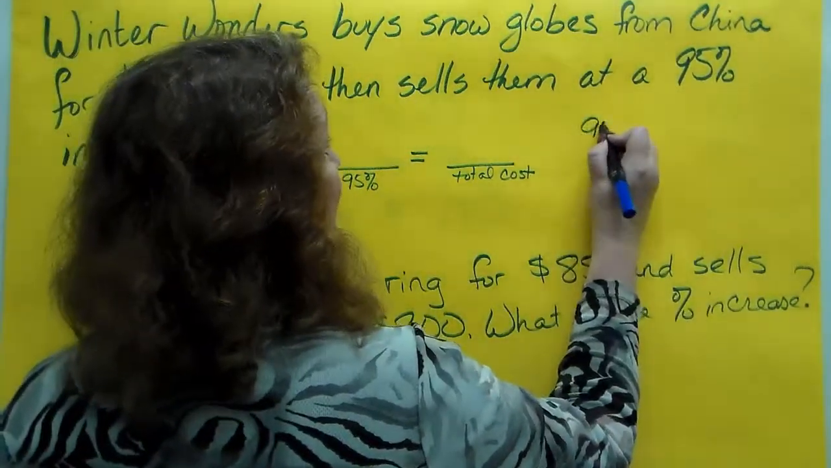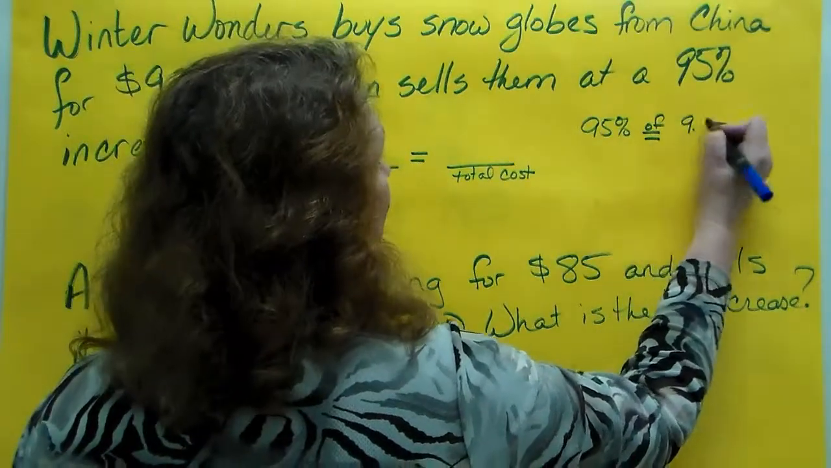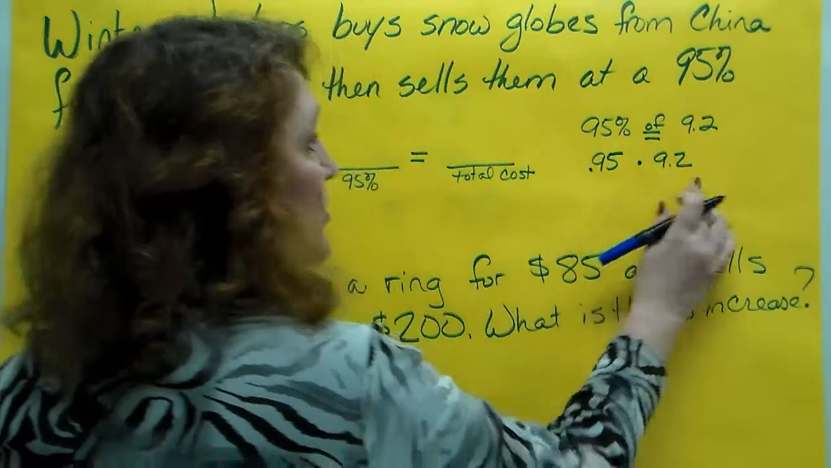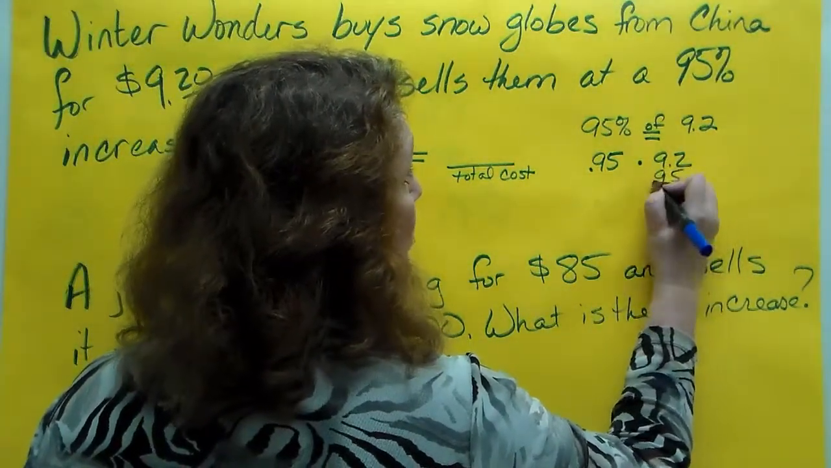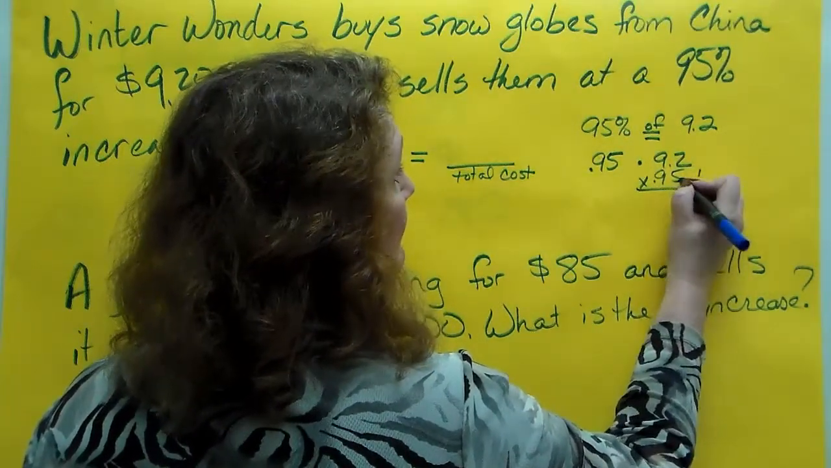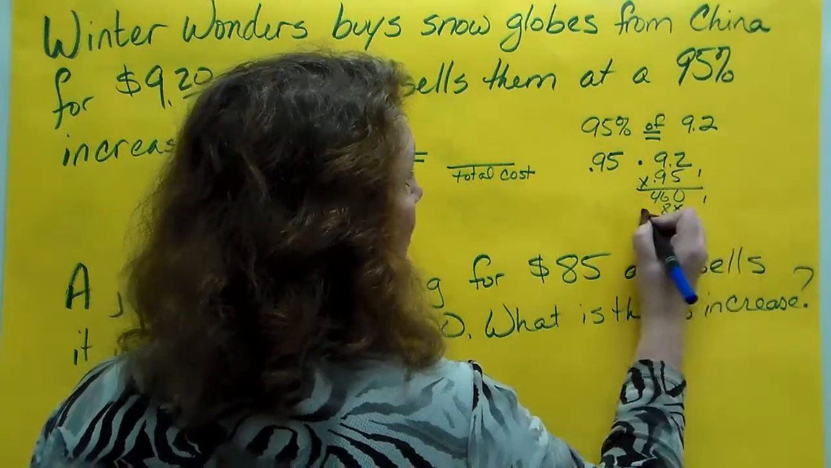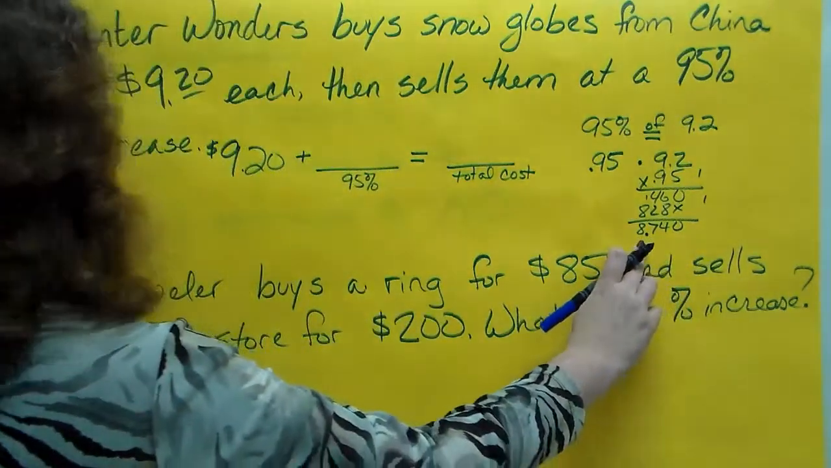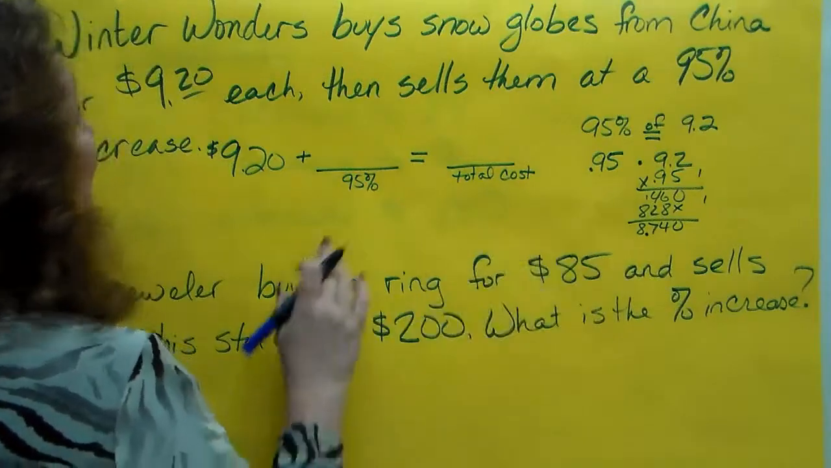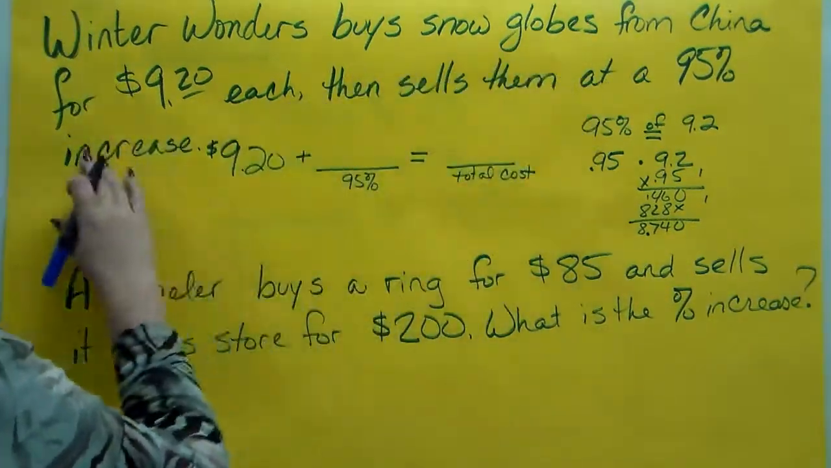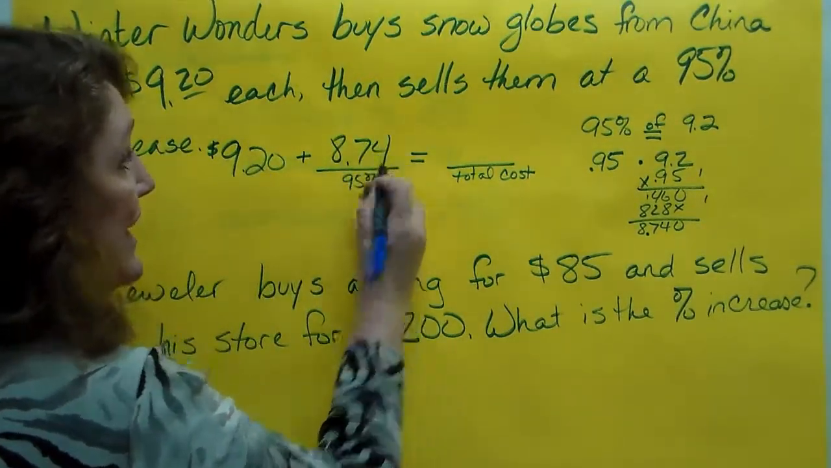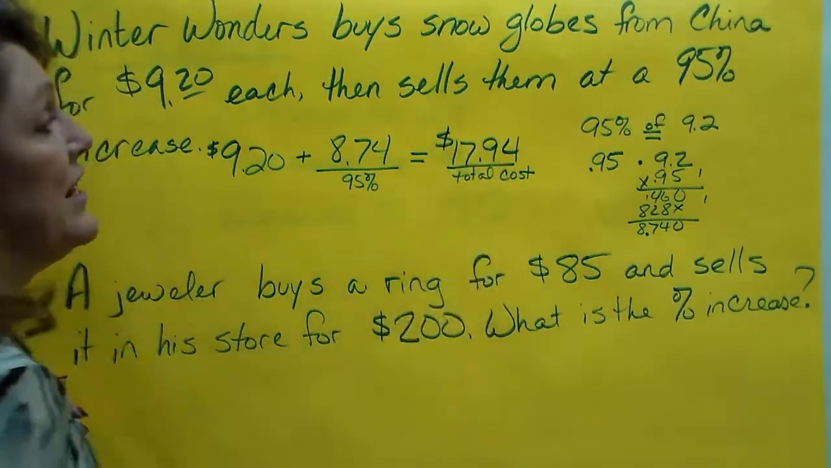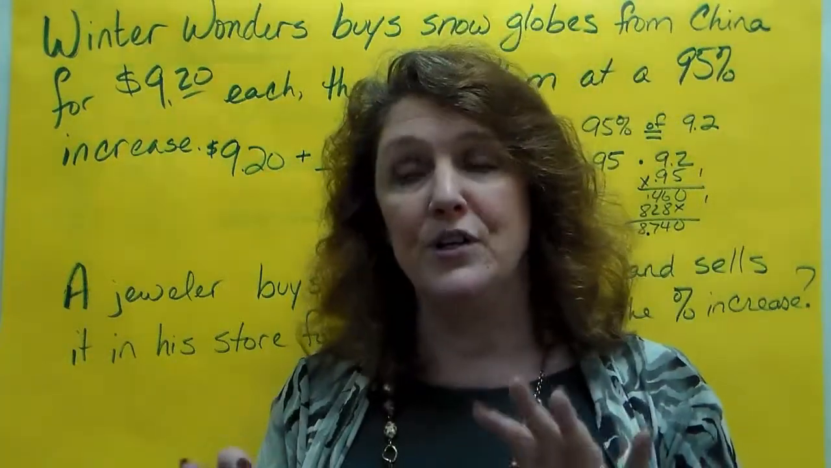Now let's write that down. 95% of $9.20 means 0.95 times 9.2. And there's our multiplication problem. So we're going to set that up, 9.20 times 0.95. We're going to multiply these two together. So we have our 95% increase is $8.74. That's our 95% increase. So we're going to add $8.74 to this for a total cost of, and I'm going to add these together, $17.94.